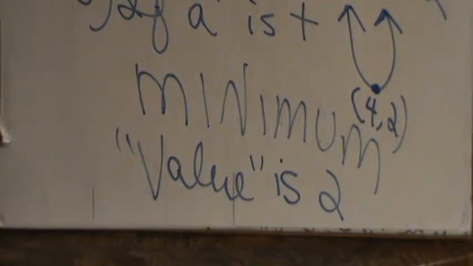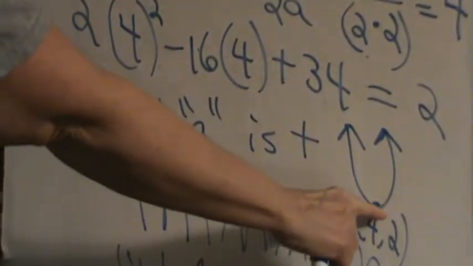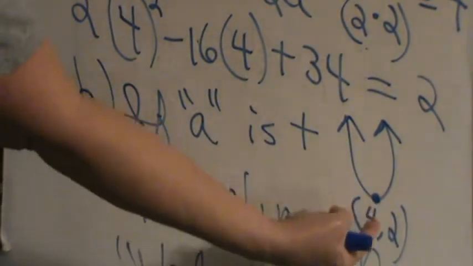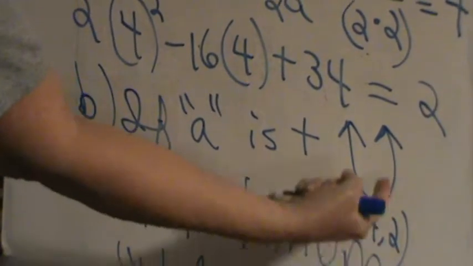The range, because it does turn up, I've already sketched it here in the B part. Your lowest range is 2, and then it goes to infinity. So the range, answer C, is going to be bracket 2 to infinity. I don't know if that's showing up on the screen or not.